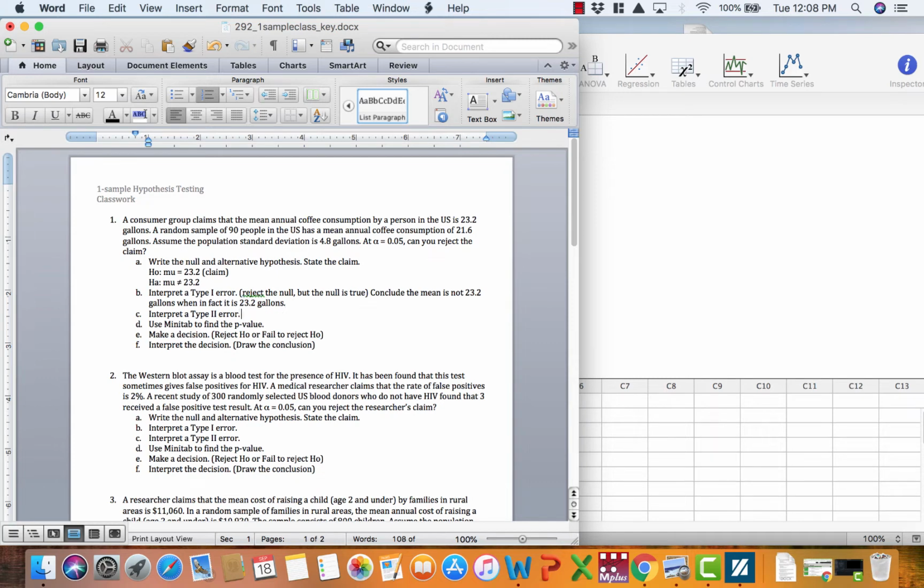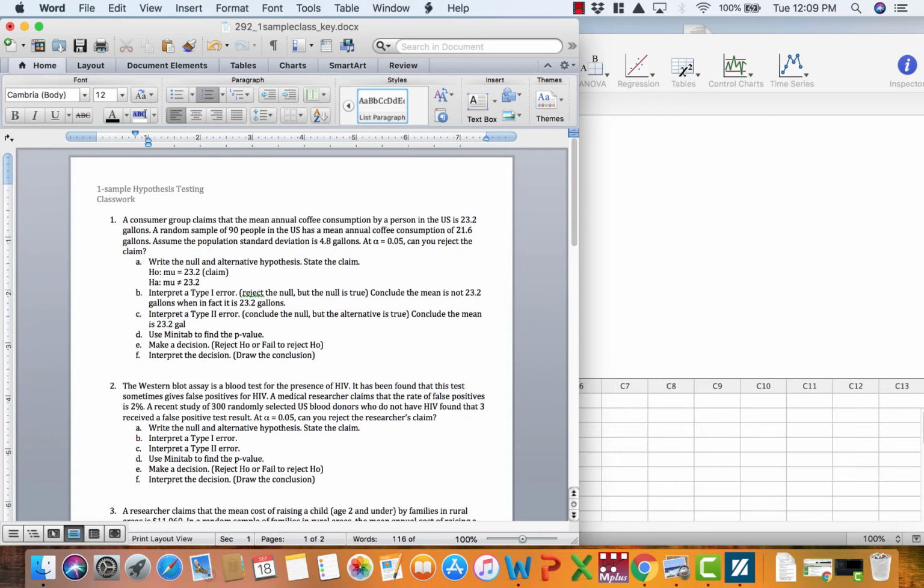Okay. All right, so again, what would a type 2 error look like for this problem? Well, this is where we conclude the null, but the alternative is true. Okay, so it's kind of the opposite of what we just did for a type 1 error. All right, so now we conclude the null. So we conclude the mean is 23.2 gallons when in fact it is not 23.2 gallons. Okay, so again, just a little bit of practice with type 1 and type 2 errors.